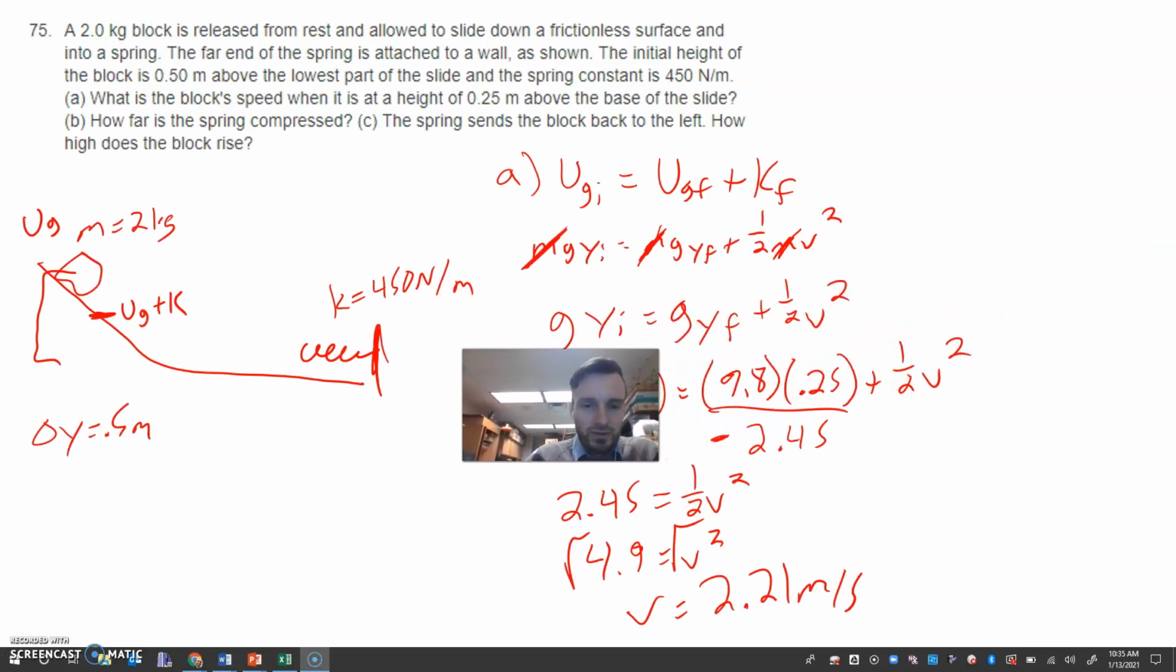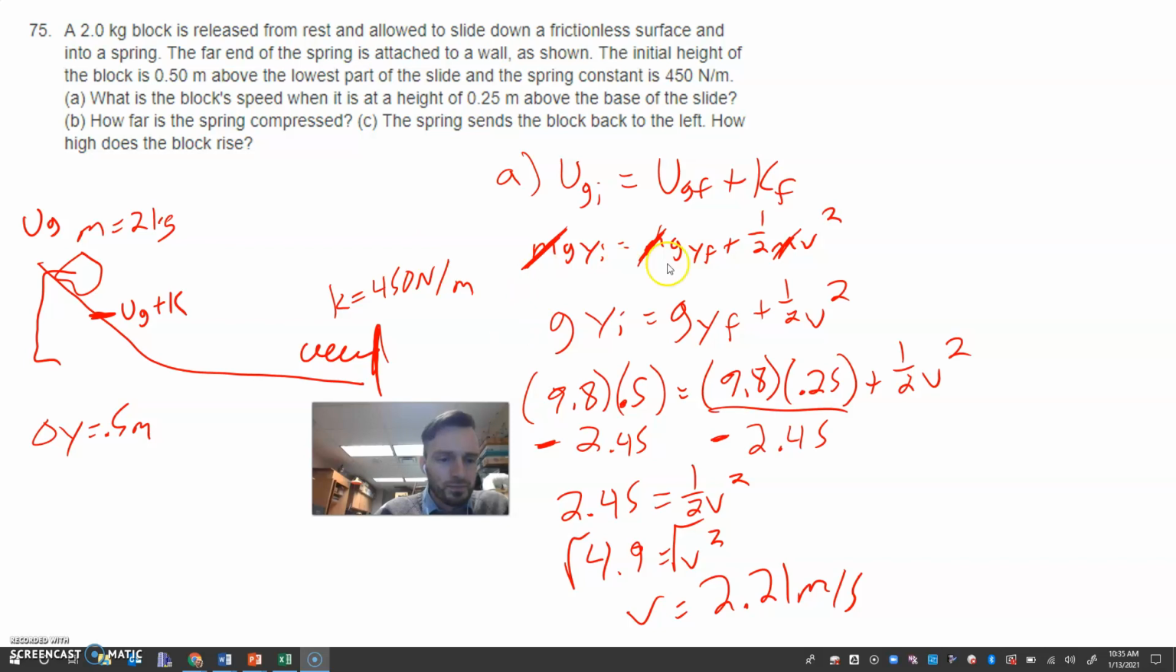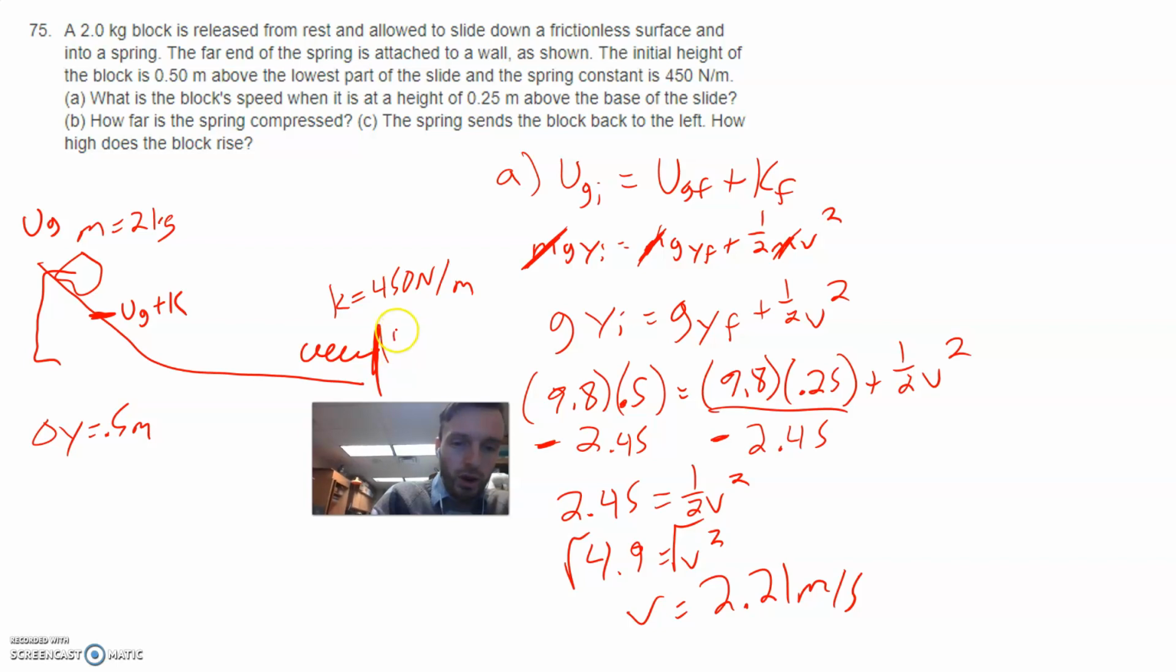All right, so that's how fast you'd be going at that point halfway down the slide. Let's keep trucking. How far is the spring compressed? All right. Well, again, this is energy. Now, you can set the energy halfway down the ramp equal to the final energy. P.S., the final energy with no height and no speed is all U_S, or potential spring energy.